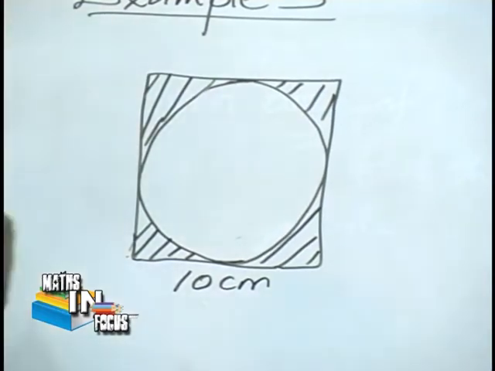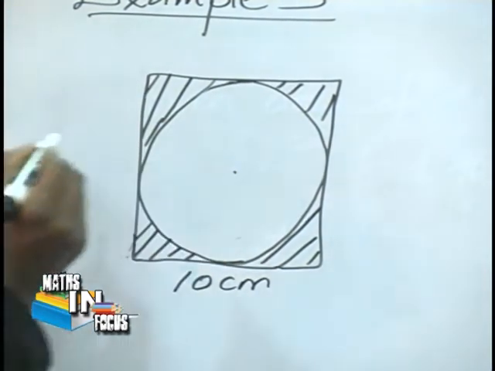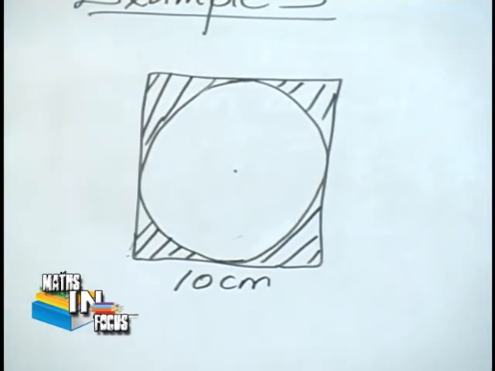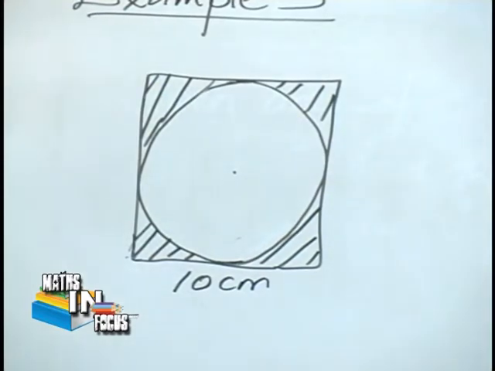Good. Now on the board there, I have a circle within a square. The length of the side of the square is 10 centimeters. I am interested in the area of the shaded portion of this square. So imagine we have a square box cover, and we took that cover and we cut out the circle within it.